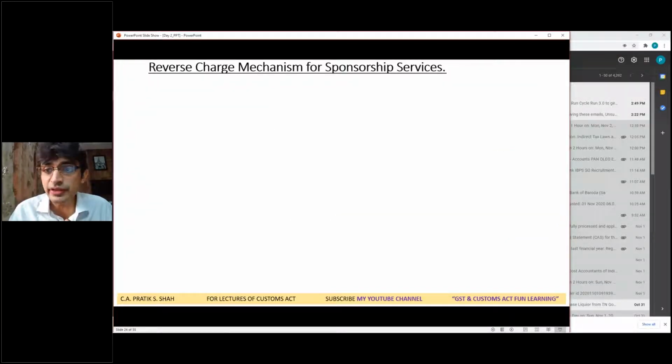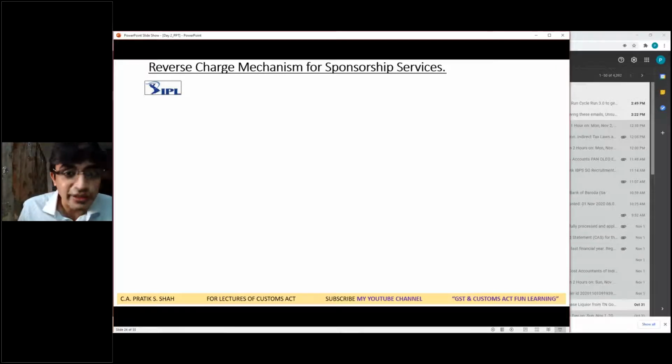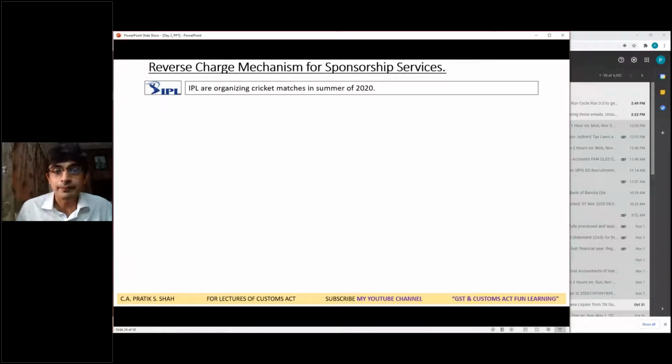Reverse charge mechanism for sponsorship service. I will give you one example. Try to understand that, and then you will understand this example. Yes, GTA was also there. Suppose I will tell you one story. It has not happened in reality, it's just for your understanding. Suppose IPL is organizing cricket matches in summer of 2020.